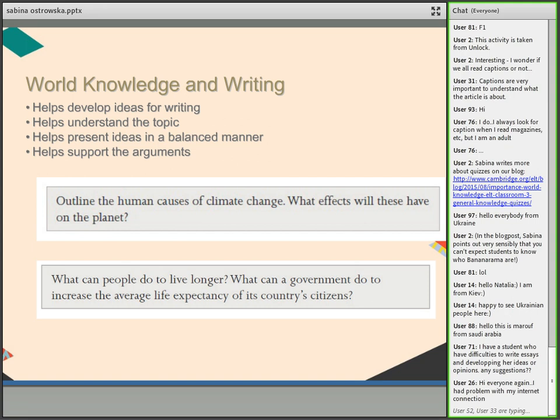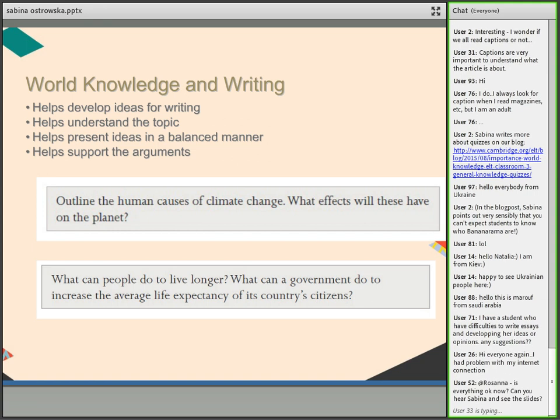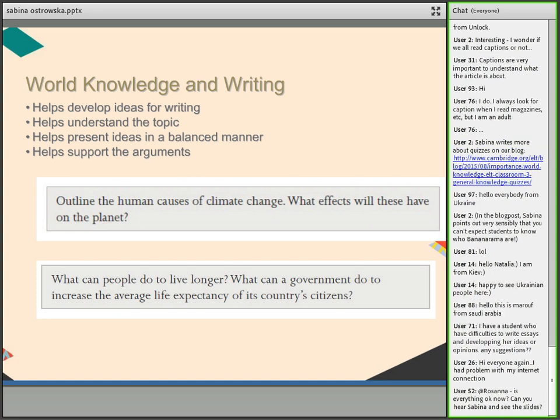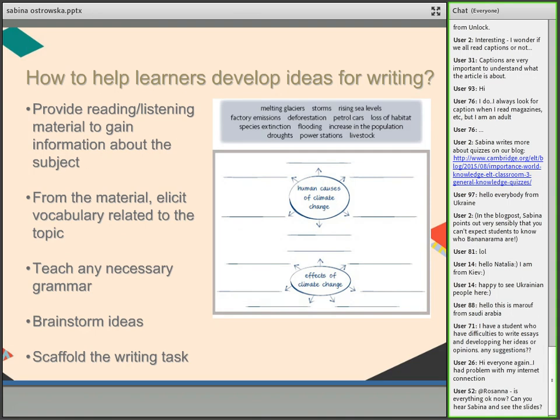There's a lot of information that one would need to have before they can start answering this question, like what's life expectancy in my country? What are the common health issues in my country, and so on. So to help build on what the students already know about the world, first of all, it's always very important before any writing task to give them reading or listening material to get information about the subject.